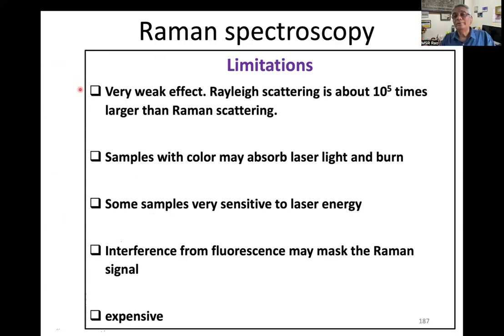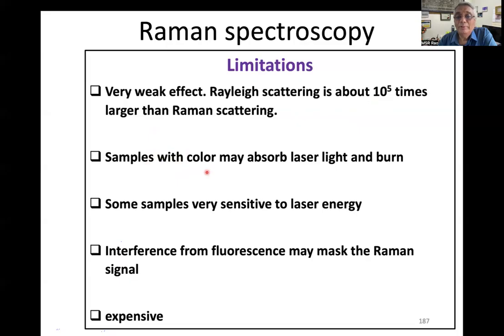But of course, today we have very powerful detectors in the form of CCDs that can capture information from extremely small intensities that evolve during the Raman scattering process. Otherwise, the point to be noted is the weak effect. It's one of the limiting factors, whereas the Rayleigh scattering is about 10 to the power of 5 times more than that of the Raman scattering process.